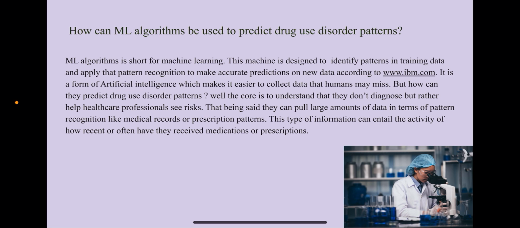So what is the ML algorithm? ML is short for machine learning. This machine is designed to identify patterns in training data and apply pattern recognition to make accurate predictions on new data, according to www.ibm.com. It is a form of artificial intelligence which makes it easier to collect data that humans may miss. But how can they predict drug use disorder patterns?